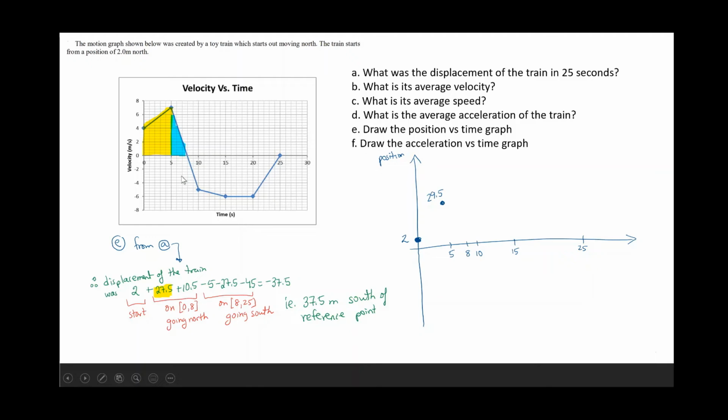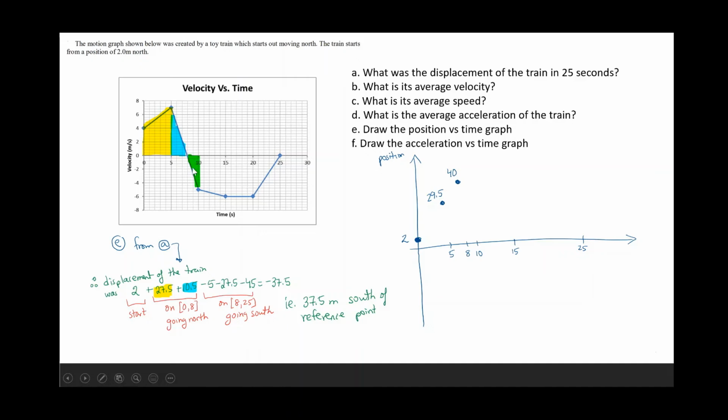Next region, the blue one, it's going to be added to 10.5. So the train continued going north. So now we are at 40 from the reference point. So from 29 to 40, we just added this blue one.